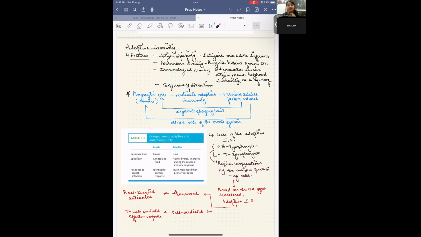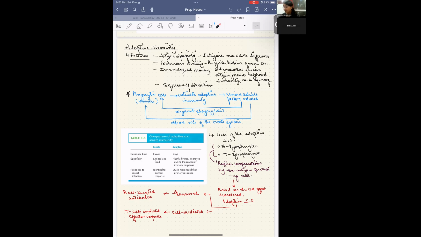Apart from that, there is a tremendous diversity of receptors which enables the players of the adaptive immune system to recognize the wide diversity amongst the different microorganisms or different antigens that the body will encounter. How this diversity of receptors present on the cells of the adaptive immune system is generated is what we'll read very briefly in today's lecture, but we will understand it in our subsequent classes.